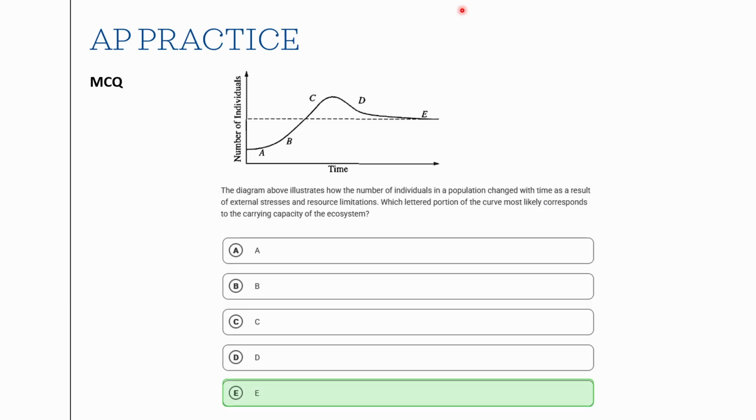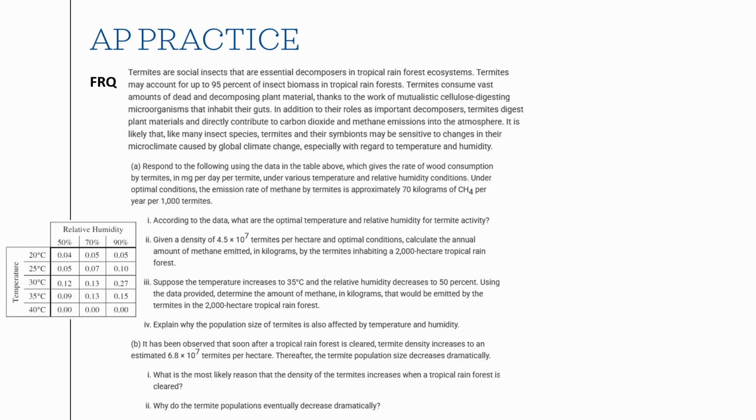Remember, A would be the lag phase, B is the exponential growth or the full biotic potential, C, we've got a little bit of overshoot, and D, the population is declining, and E is where we have reached that carrying capacity. Here is the FRQ, so go ahead and pause and take a moment to answer this question.